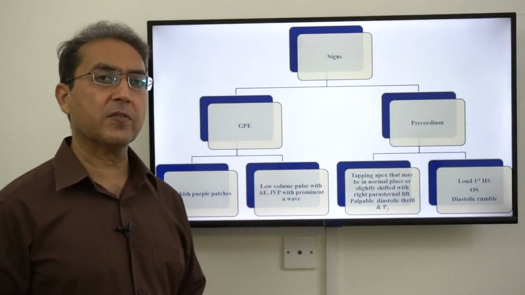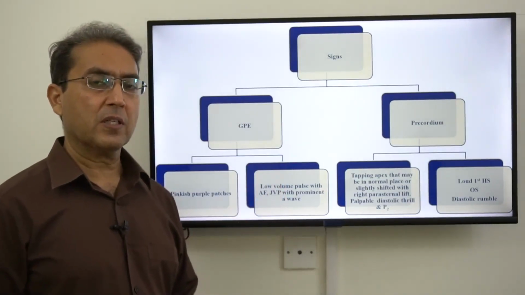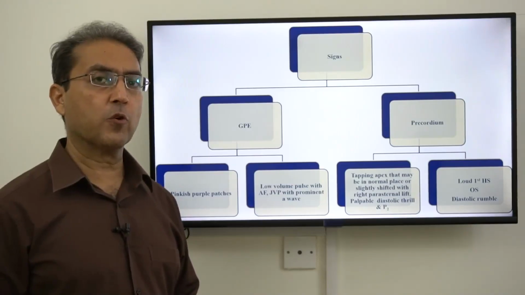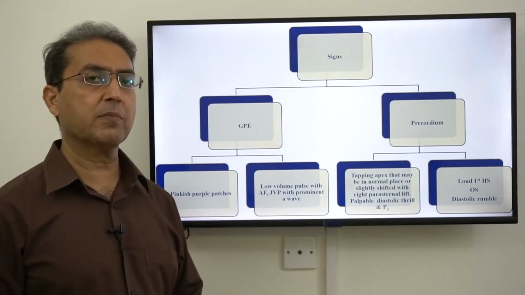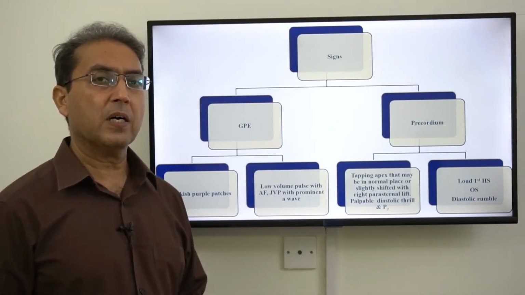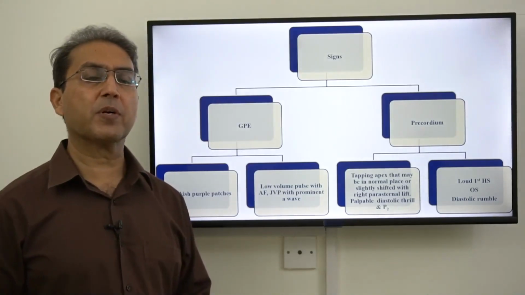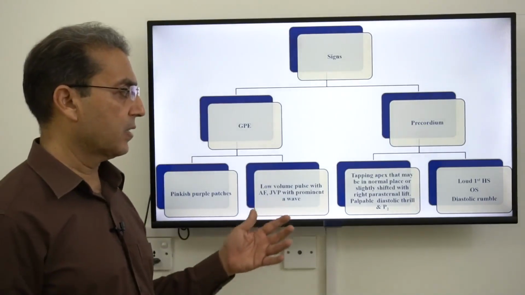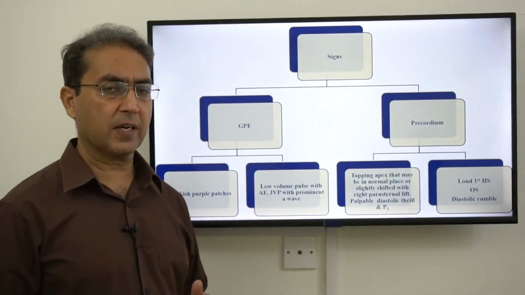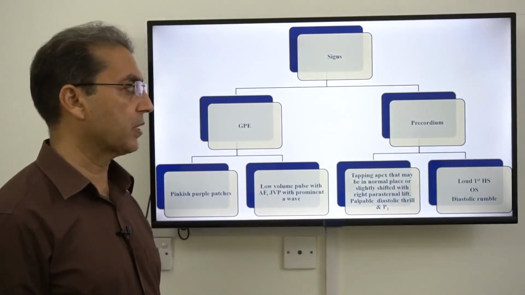And if the patient has developed pulmonary hypertension, the right ventricle is contracting very forcefully, then you may have a right parasternal lift as well. And sometimes in a patient you can palpate the second heart sound. The pulmonary component of the second heart sound is loud in pulmonary hypertension. And in some patients at the apical area, the diastolic thrill may also be appreciated.